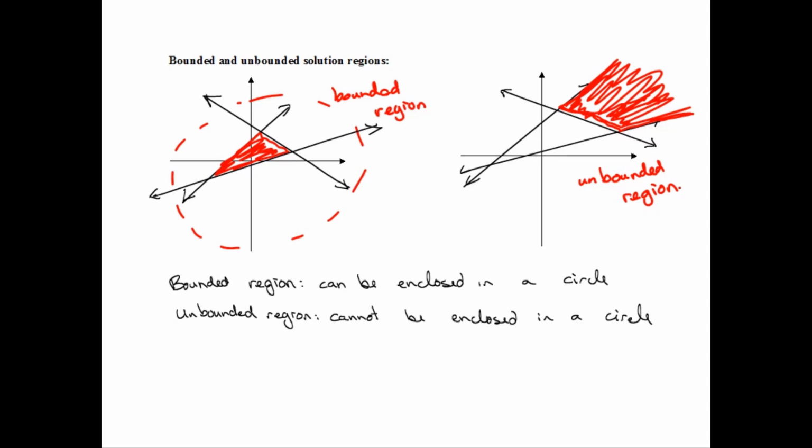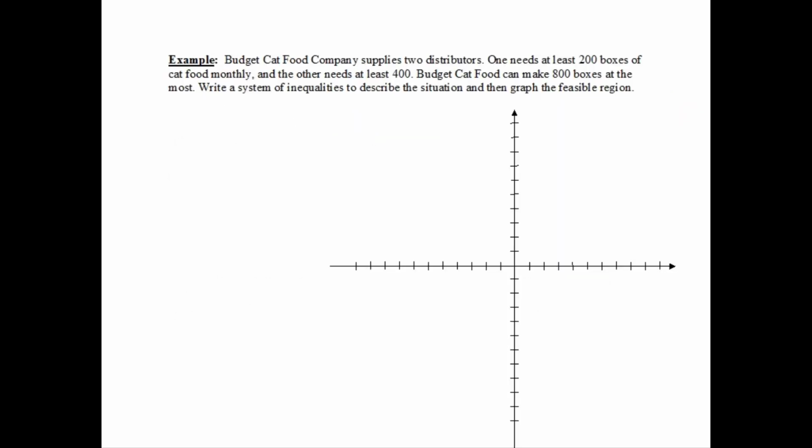Okay, let's do another example. Let's suppose that we have Budget Cat Food Company, which supplies 2 distributors. One of them needs at least 200 boxes of cat food each month. The other needs at least 400. Limitations of the cat food plant allow us to make 800 boxes at the most. And we want to write a system of inequalities to describe the situation, and we want to graph the feasible region.